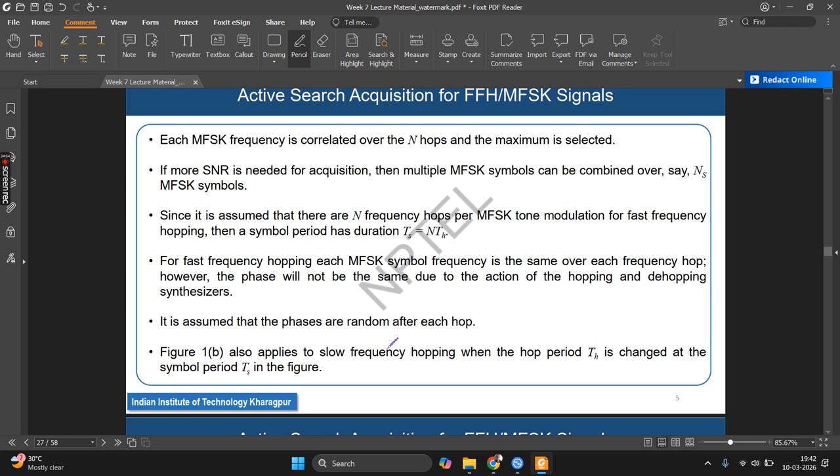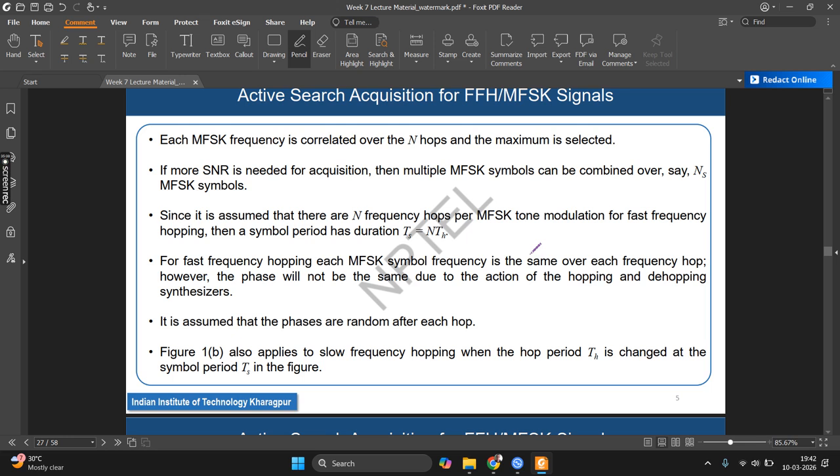For fast frequency hopping, each MFSK symbol frequency is the same over each frequency hop. So we are assuming one thing: that within a particular hop, in that small duration, the tone of the MFSK is not changing, because that will make our lives very difficult. So if the hop is fixed, we will assume that the tone is also fixed. In FH spread spectrum, if the hop is fixed and the tone is fixed, then of course the total frequency is fixed.